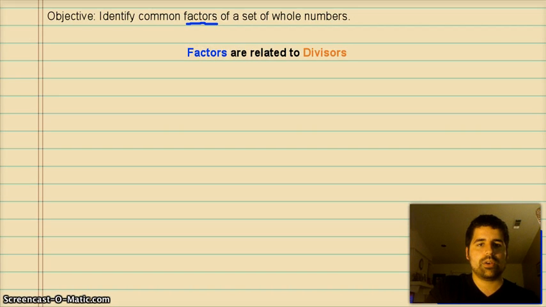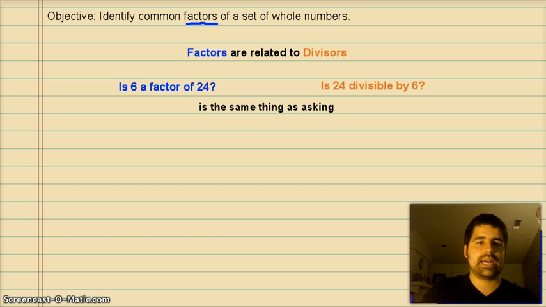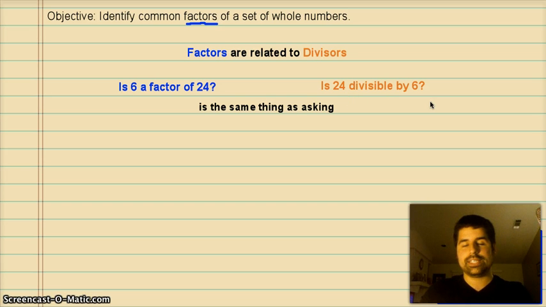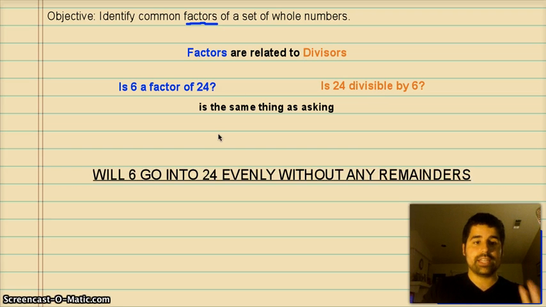Before we get started though, one thing we need to know is that factors are related to something we call divisors. We think of divisors when we're thinking of division. So if I were to ask, is 6 a factor of 24? I'm asking, can I multiply 6 by something to get 24? But that's the same thing as asking, is 24 divisible by 6? So is 6 a factor of 24 or is 24 divisible by 6? You're asking the same thing. And that is, will 6 go into 24 evenly without any remainders?